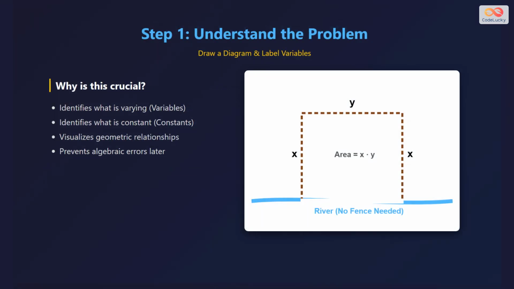Let's break down Step 1. Never start calculating immediately. Always draw a diagram and label your variables. This step is crucial because it helps you visualize the geometric relationships and identify what is changing versus what stays constant. For example, if you're fencing a garden along a river, you need to visualize which sides require fencing.